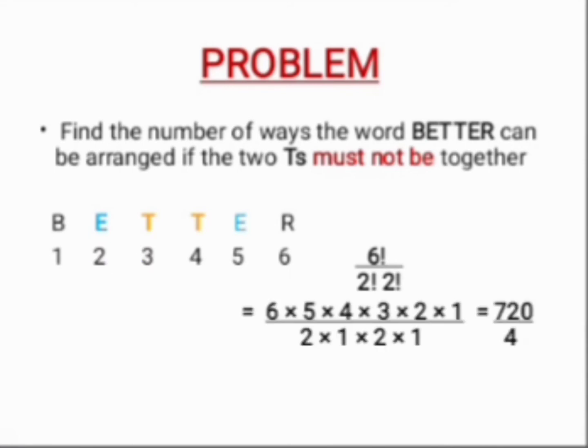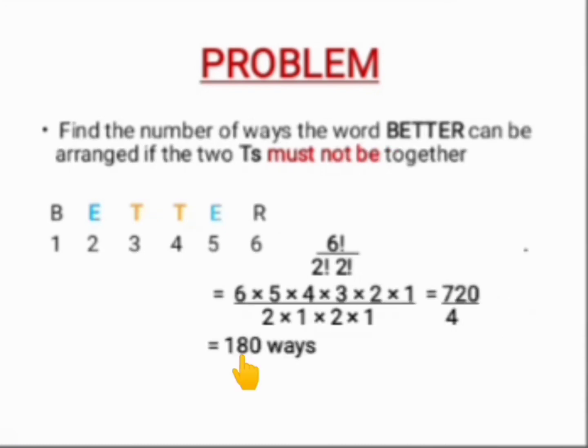6 factorial is equal to 6 times 5 times 4 times 3 times 2 times 1, which is equal to 720. 2 factorial is equal to 2 times 1, which is equal to 2. So 2 factorial times 2 factorial is equal to 4. When we divide 720 by 4, we will get 180. Hence, there are 180 ways to generally arrange the letters of the word better without any restriction.